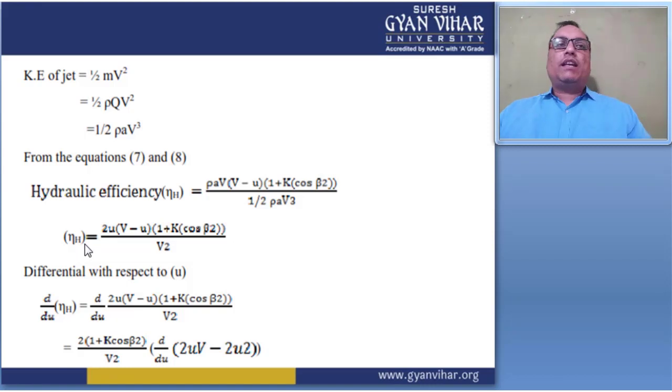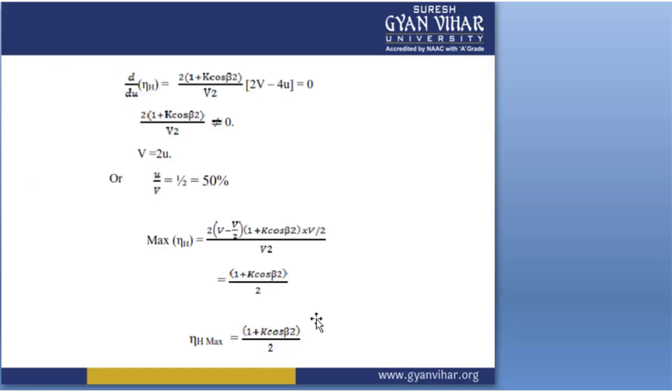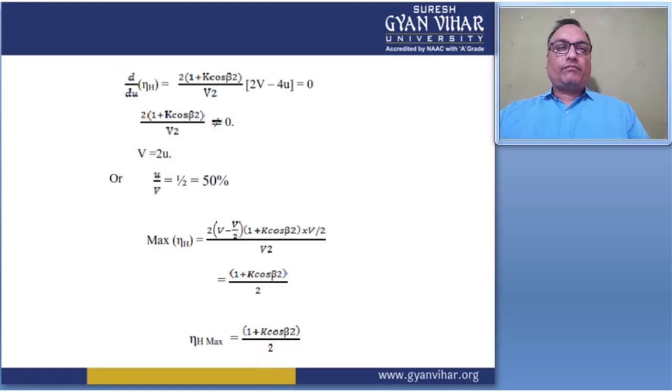So in this case, eta_h equals 2u(v − u)(1 + k cos β2)/v². Differentiating with respect to u, d(eta_h)/du = 0 gives this equation. Then move to another case here: this gives v = 2u, which means u/V equals half. This is 50%.